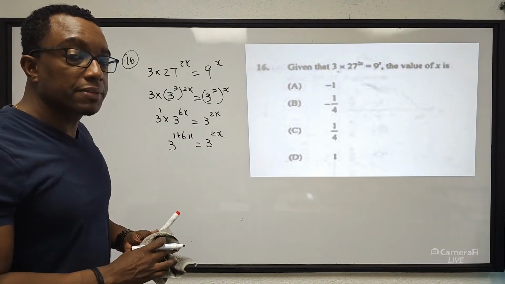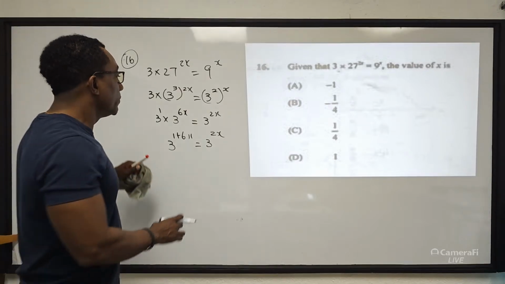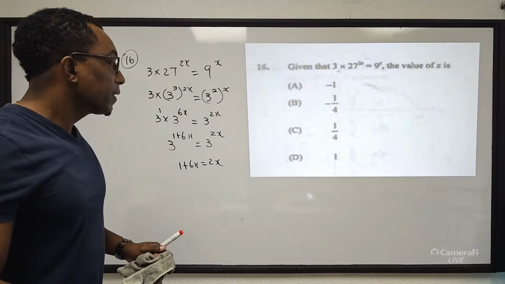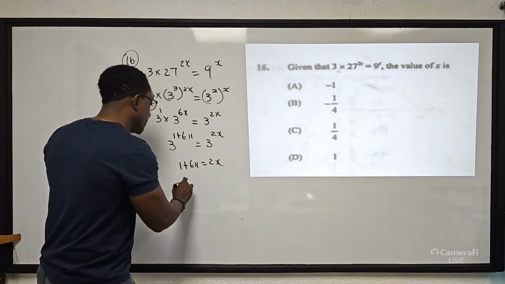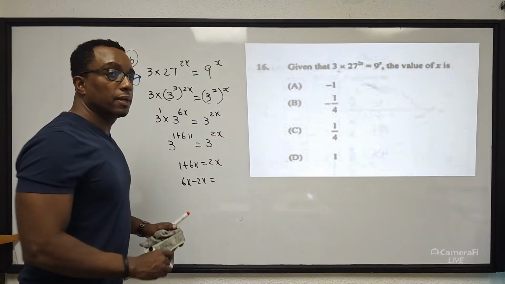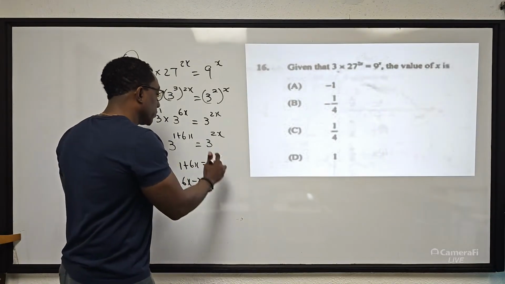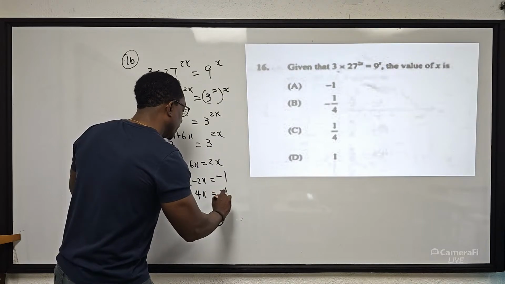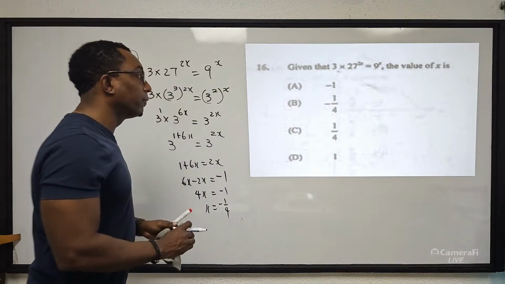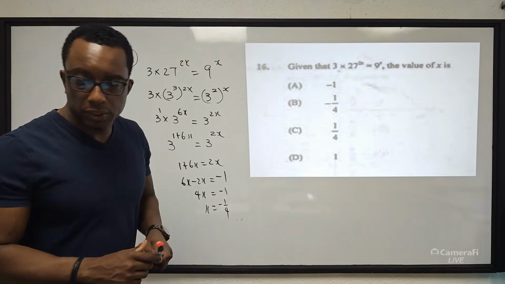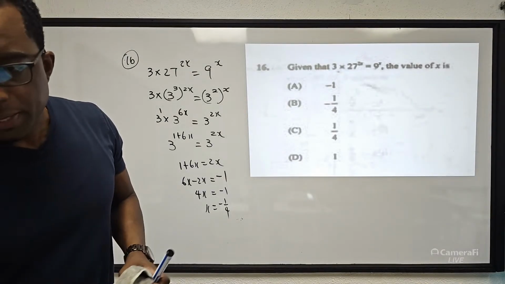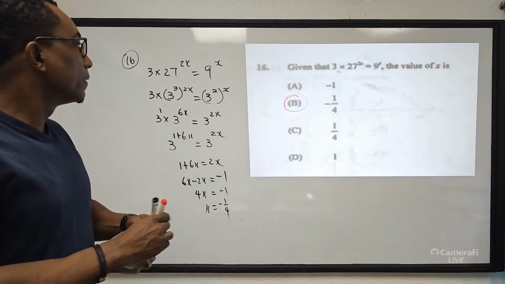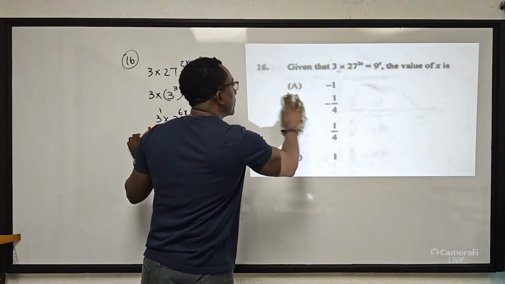Once we have single terms of the same base on either side of the equal sign, we can simply equate the powers. 1 plus 6x is equal to 2x. And now let's solve for x. So this will be 6x, positive 2x will come across as negative 2x, plus 1 goes across to the right as negative 1. I'm going to get 4x is equal to negative 1, and I divide both sides by 4 to get x as negative a quarter. Question 16 is B. Alright, let's look at question 17.